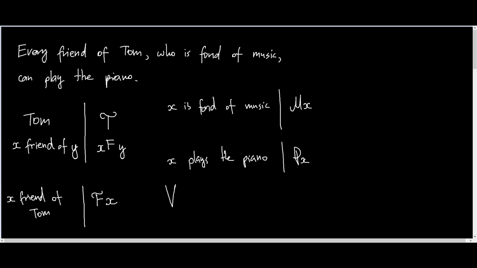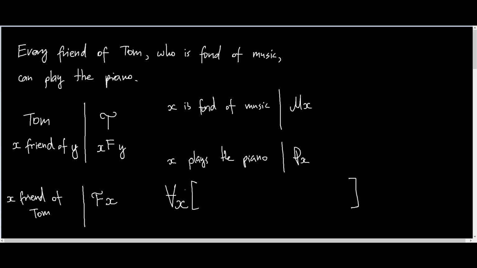So every X, and now we want to say... Remember, at this point, X represents a human being. So what we want is to put a restriction on X first, namely that X must be a friend of Tom. We actually also want a second restriction, namely that X is fond of music. And after that, we should claim that X can play the piano.